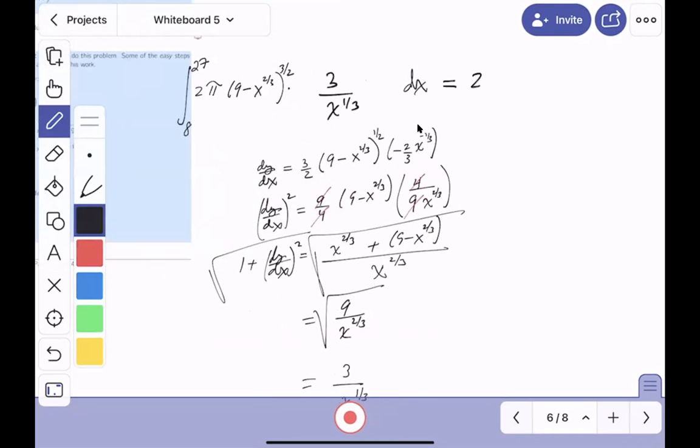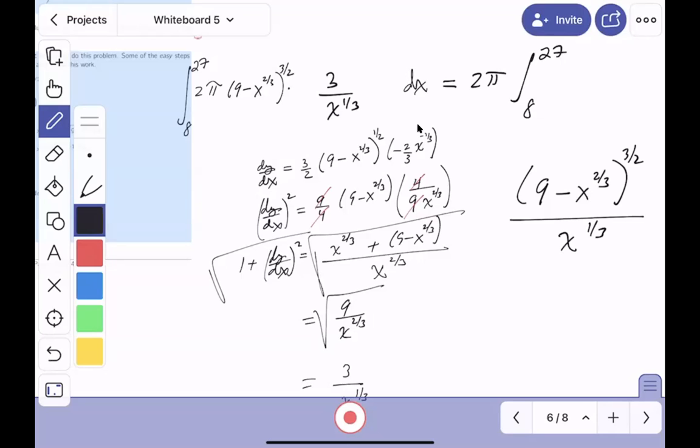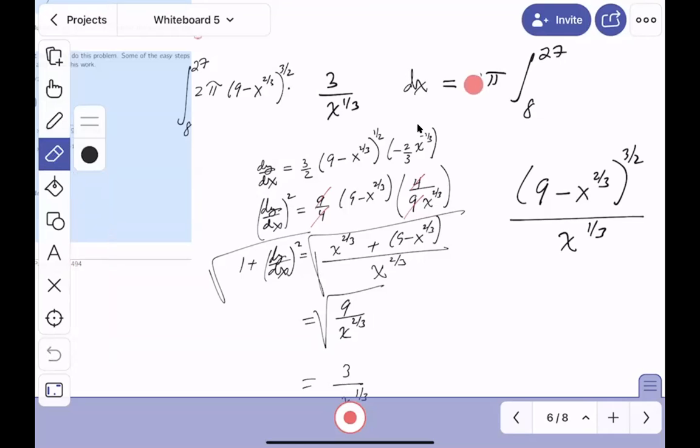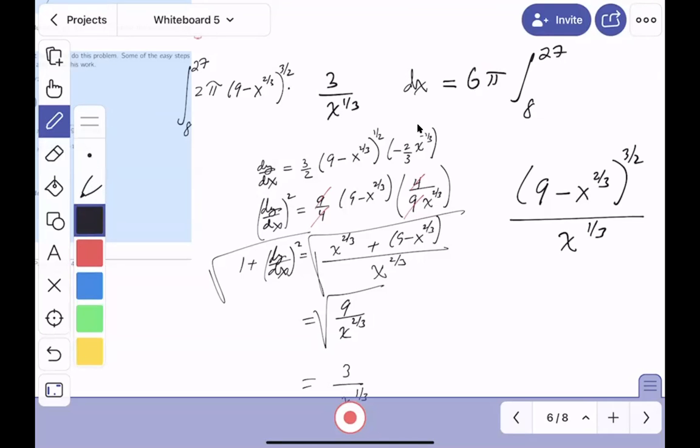2 pi, 8 to 27. And I'm looking at this now, which is 9 minus x to the 2/3 raised to the 3/2. Oh, you know what? I lost the number there. I'll put it in. It's not 2, it's 6. Let me get my eraser. Don't worry, we'll look at the key later. Oh boy, this looks tough, doesn't it? Not really. I guess I could do a u substitution, right?